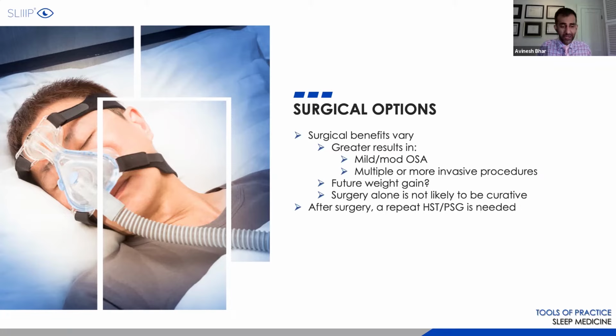Now, what about future weight gain? Can you guarantee the patient's not going to gain weight? No. So at this point, you want to think of surgical options as a last gap measure as well. And don't forget, after the surgery, you need to have a sleep study to verify that it's resolved. You should get one before and after, because if you have sleep apnea, they need to reconsider whether they're doing the surgery for snoring or sleep apnea.